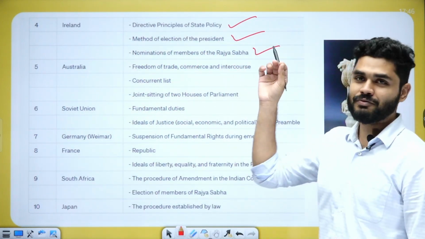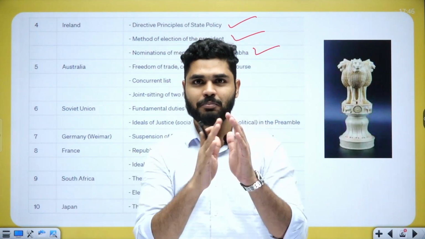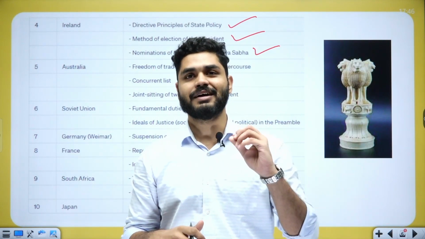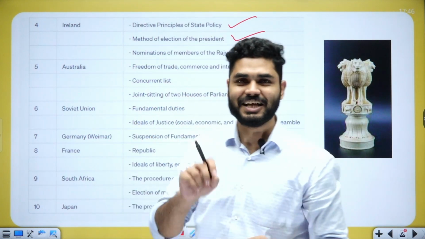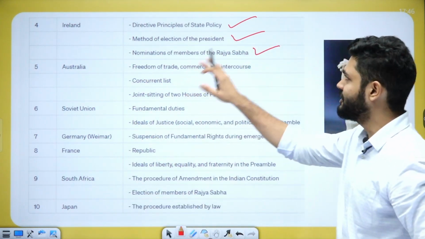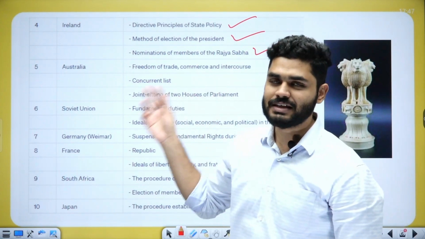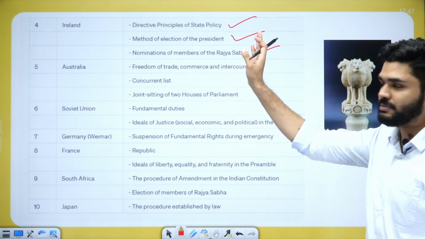And the complicated method of electing a president, we all know that there is a particular chart in our Lakshmikant, and at first glance it seems quite scary, and that quite scary thing has been taken from Ireland. Directive principles of state policy; fundamental right has been taken from, last slide we covered just now, it has been taken from United States of America. DPSP has been taken from Ireland.